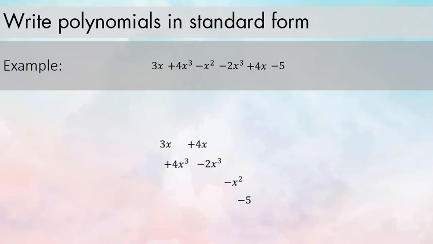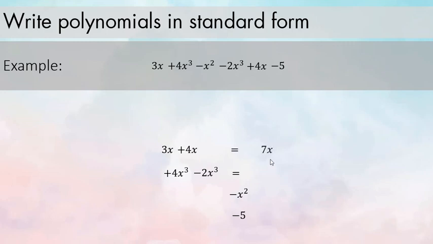Can you see that? I bring 3x and 4x together, and 4x to the power of 3 and -2x to the power of 3 together. And we combine them to make 7x and 2x to the power of 3. And we have two remaining terms which are -x to the power of 2 and -5. And now we have all the terms.